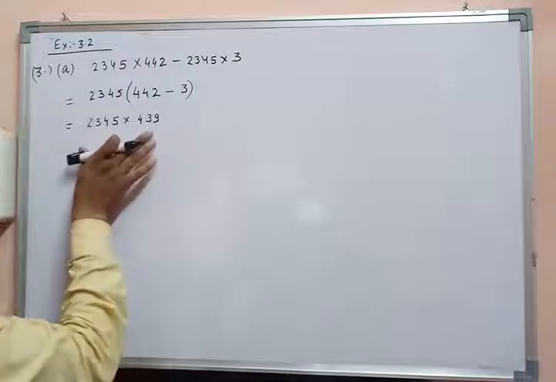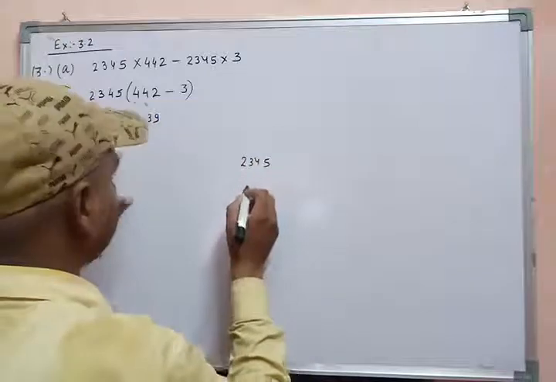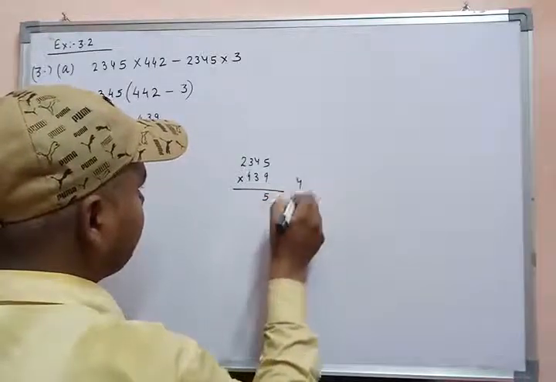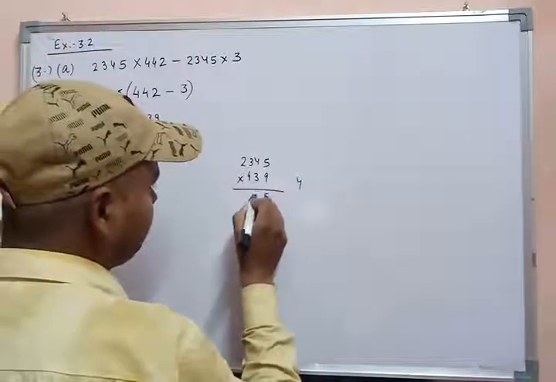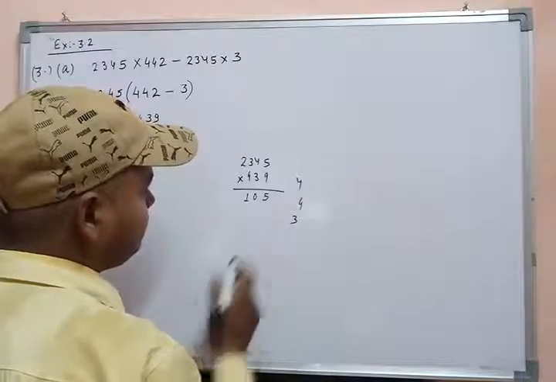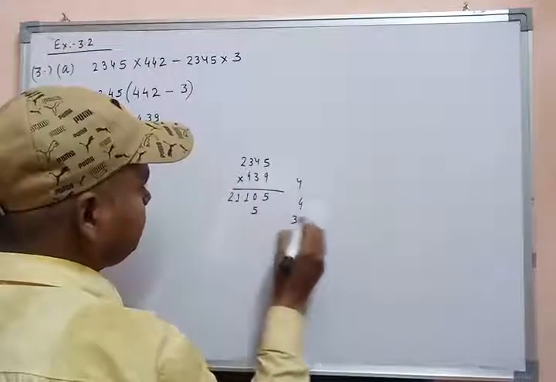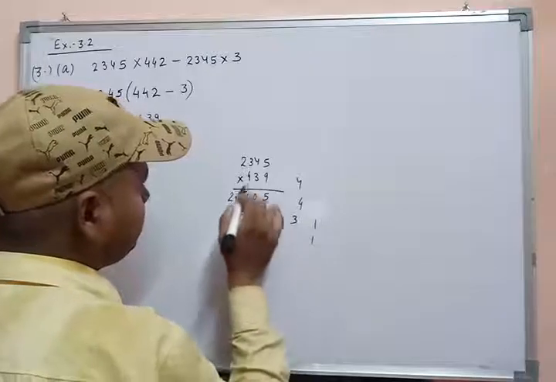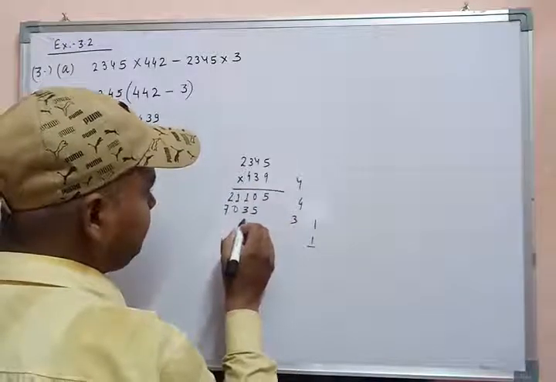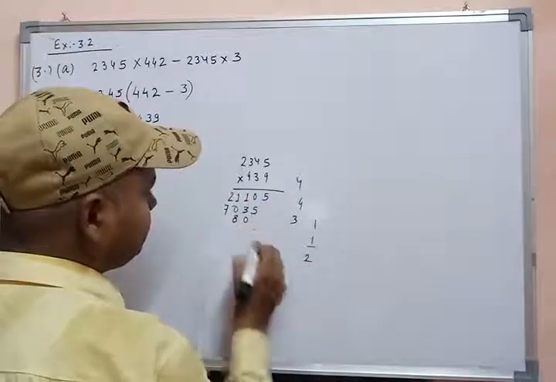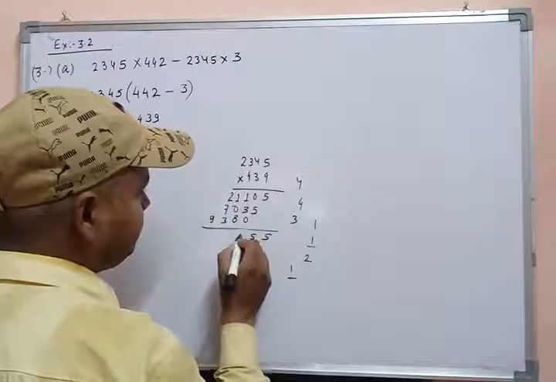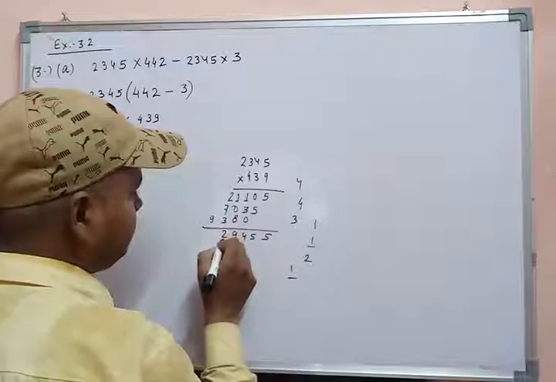Okay, so now we have to multiply the number 2345 by 439. 9 5s are 45, 4 carry, 9 4s are 36, and 4 is 40, 9 3s are 27, and 4 is 31, 3 carry, 9 2s are 18, and 3 is 21, then 1. Then 3 5s are 15, and so on, continuing the multiplication with 3 and then with 4 in the same way, and adding the partial products.